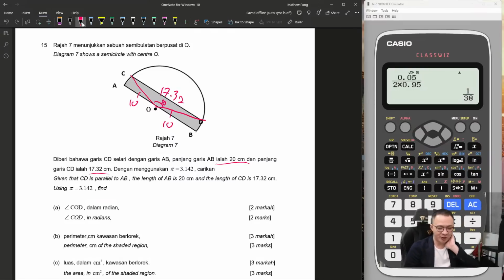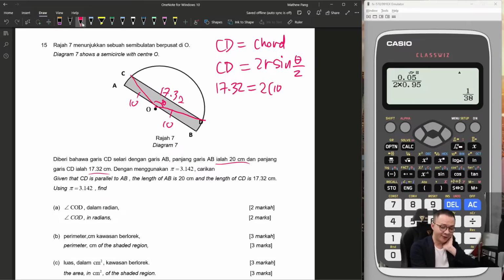Depends how you want to find. We know this CD is what we call a chord, right? For the chord, we have the formula, right? It's 2r sine theta over 2. So CD is basically 17.32. My r is 10. So I just need to solve this question.